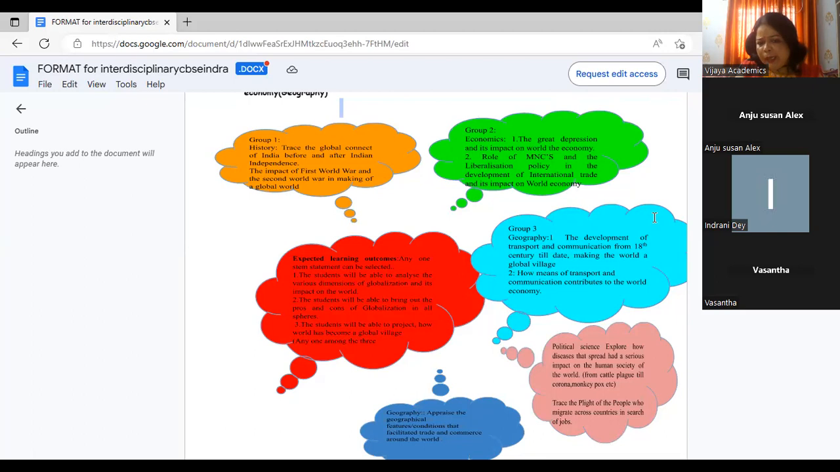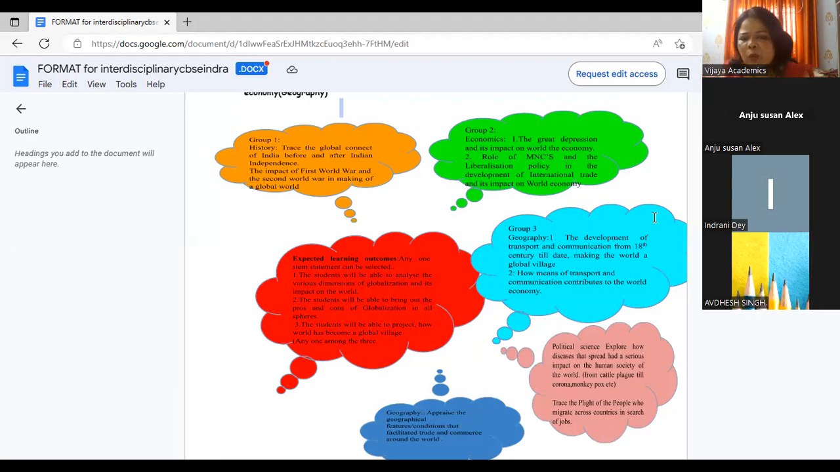Let us see group 3. For group 3, you are going to divide those students and give them the subject geography. In this, they have given in detail the development of transport and communication from the 18th century till date, making the world a global village, and how means of transport and communication contribute to the world economy. If you see, everything is related to globalization only. Each and every subject is interlinked. History is interlinked with economics. Economics is interlinked with geography.